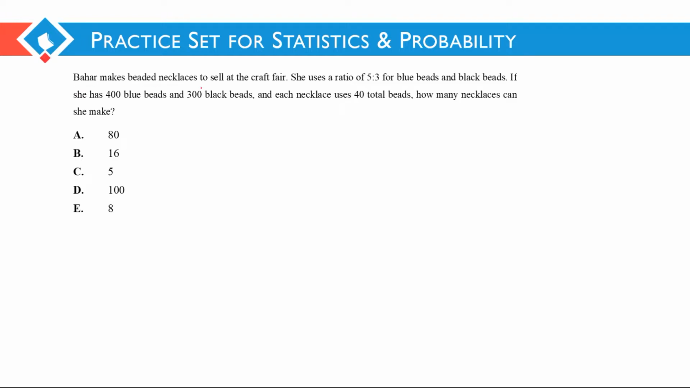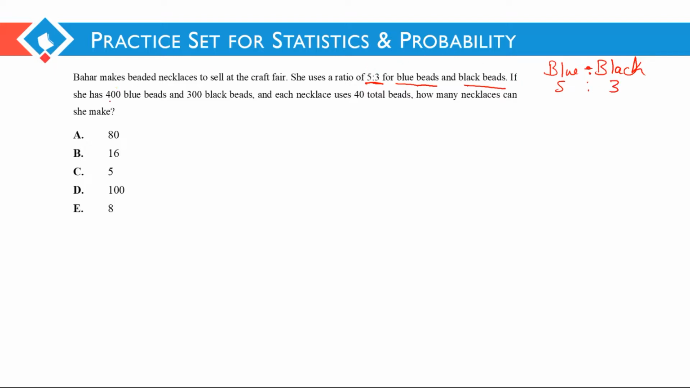Bahar makes beaded necklaces to sell at the craft fair. She uses a ratio of 5:3 for blue beads and black beads. So we know that blue to black is a ratio of 5:3, respectively. So blue will come first, black will come next.